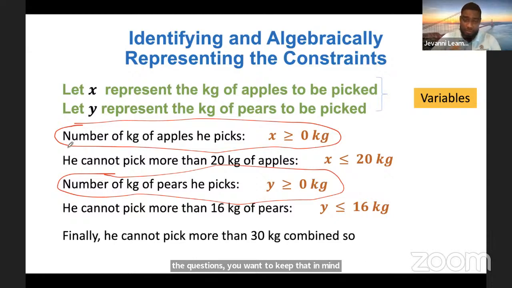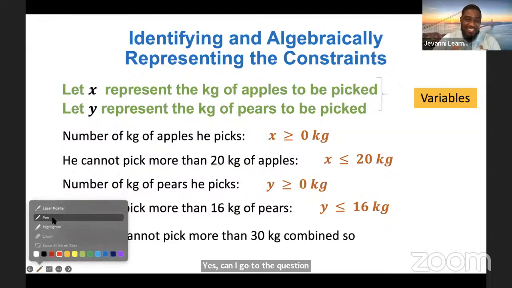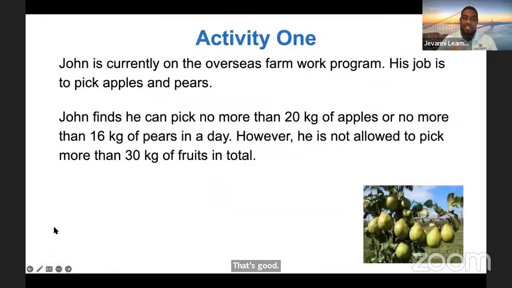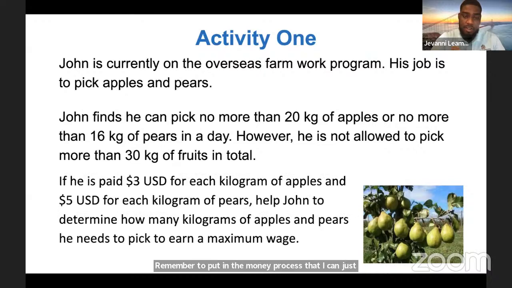Understood? Yes, sir. Can I go back to the question, please? Oh, everybody wants a question. All right, give me a sec. All right, that's a question. Ready? Remember to put in the money part, sir, so they can just take a screenshot once. Oh, there it is. So this is all of the question, because we'll be looking at the money aspect as well. Can I continue? Yes, sir. All right, good, fantastic.